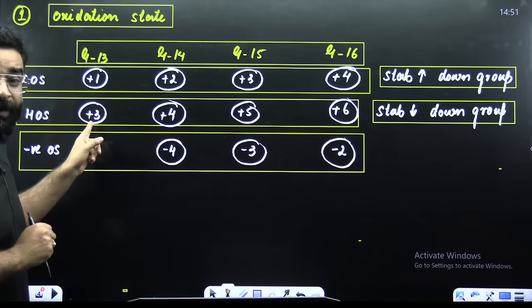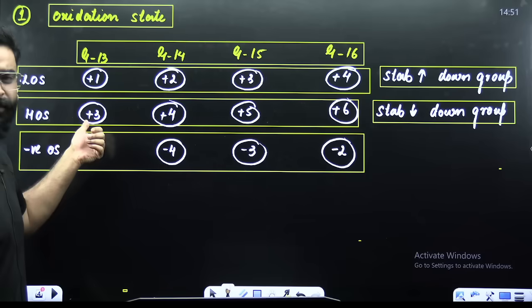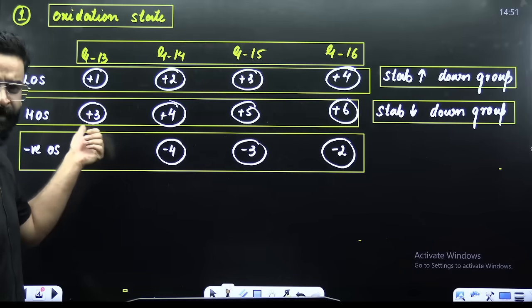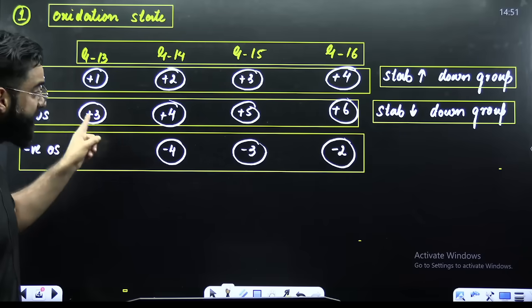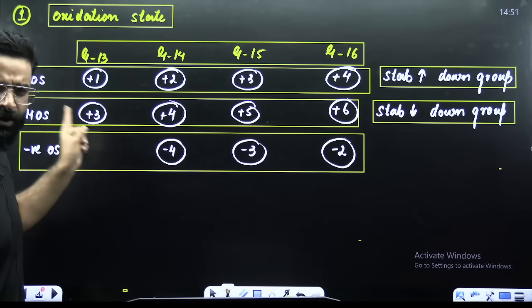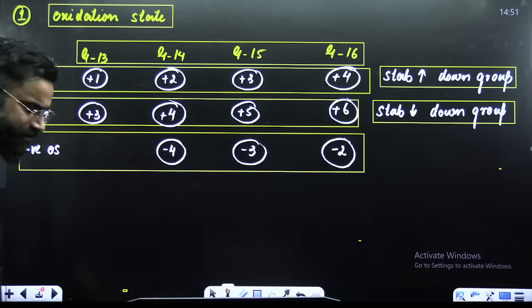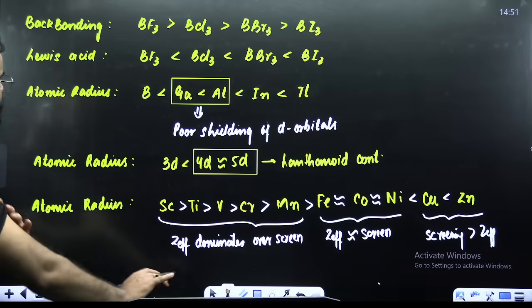Similarly, when I talk about group 13, for example, its highest oxidation state is +3. Group 13 shows a highest oxidation state of +3. But down the group, the stability of the highest oxidation state decreases, be it group 13, group 14, group 15, etc. Right? Moving on to the next one.